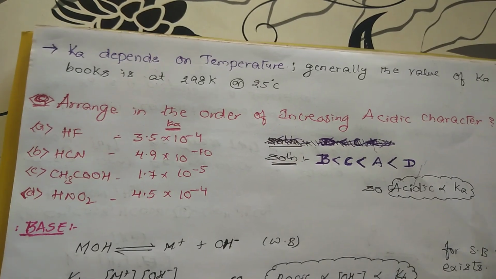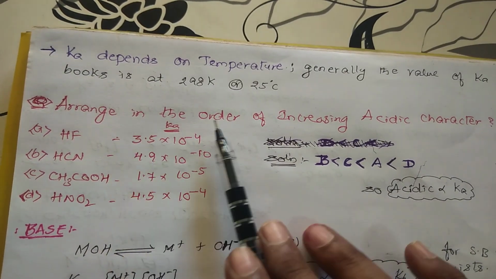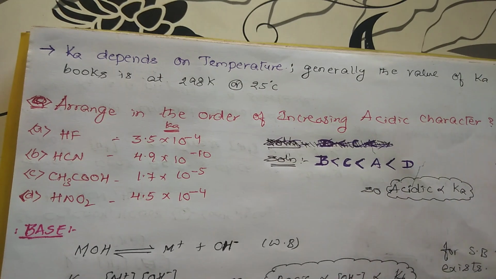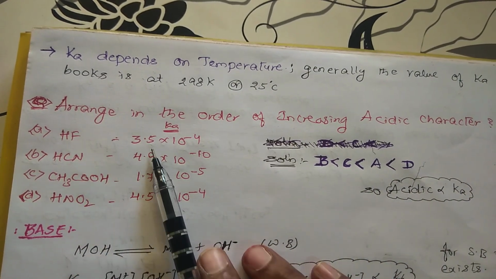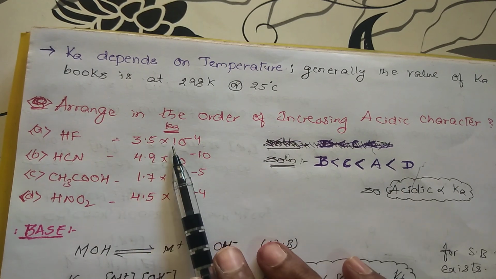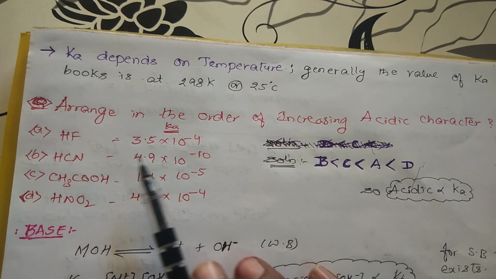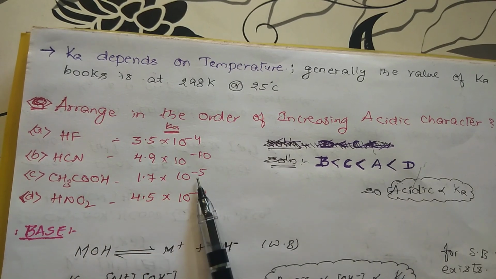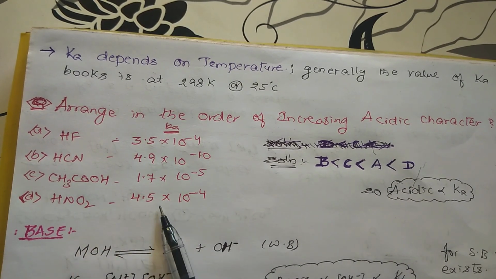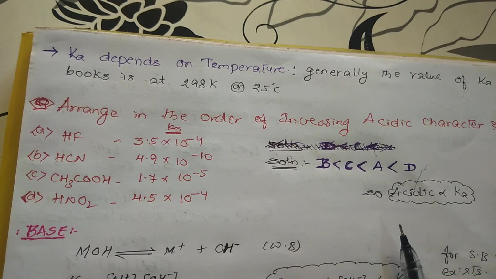So let us take one question and solve it. Arrange in the order of increasing acidic nature, right? HF, the value of Ka is 3.5 into 10 power minus 4. HCN, it is 4.9 into 10 power minus 10. Acetic acid, it is 1.7 into 10 power minus 5. And HNO2, it is 4.5 into 10 power minus 4.